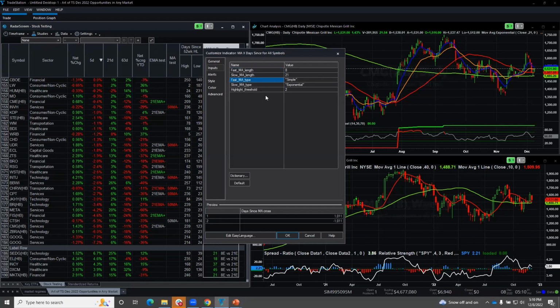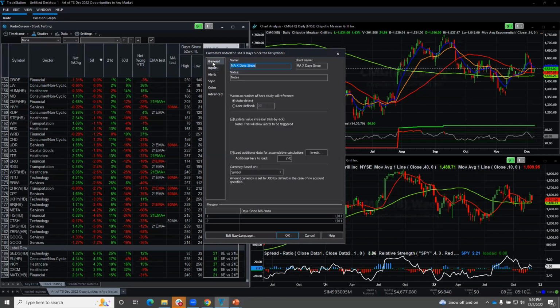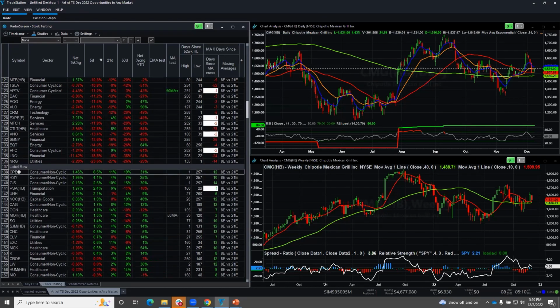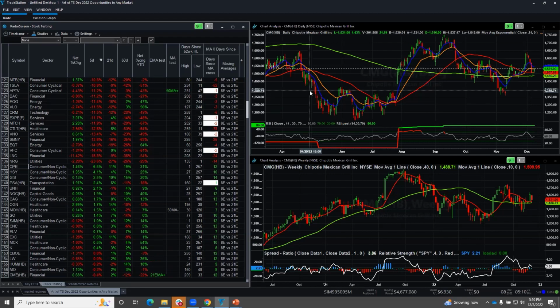If you go for long-term exponential moving averages, you might need to go into general and change the additional bars to load. Exponential moving averages require you to manually change the additional bars, just so you realize that. I'm going to cancel out. But just so you realize, this is totally adjustable. This is one of my favorite indicators. And I love giving this to people because I don't know how you create this without TradeStation, that EasyLanguage.